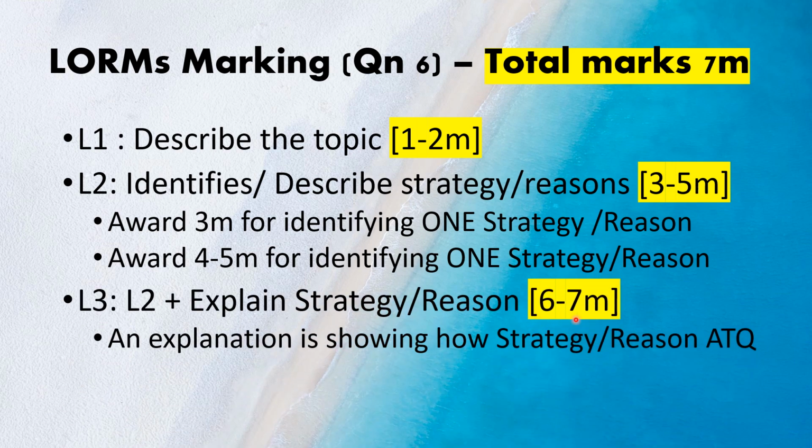Now you will get 6 to 7 marks if you're able to explain the strategy or reason. So basically the difference between O level and N level is just that in O level question 6 you are supposed to give 2 strategies, whereas in N level question 6 you are supposed to just give 1 strategy.